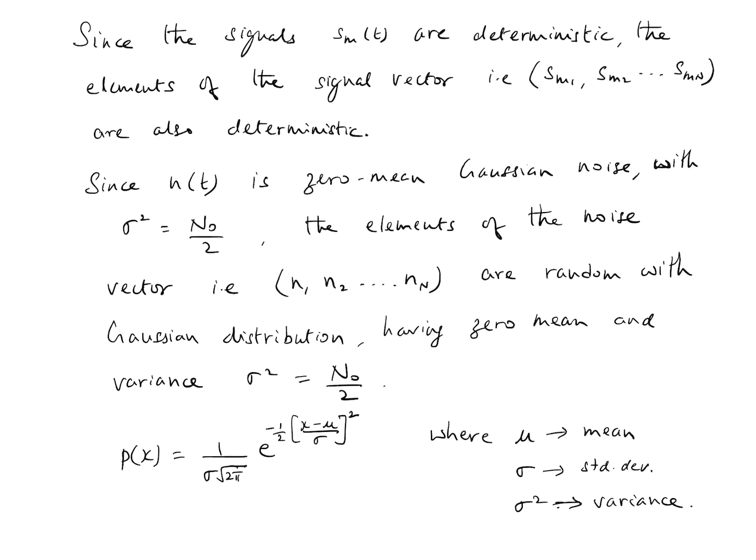So we are just going to substitute mean equal to 0 and sigma equal to square root of n0 by 2 in this equation, and that would give us the probability density function of each of these elements of the noise vector, the probability density function of n1, of n2, of n3, and so on. So in general, for any ni, we can write the PDF of any of the elements by substituting mean 0 and standard deviation square root of n0 by 2.